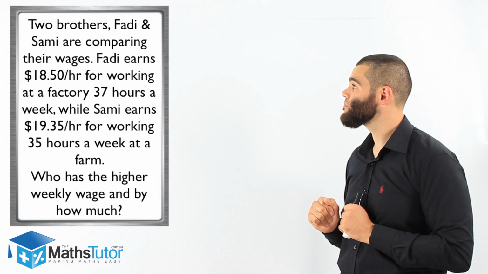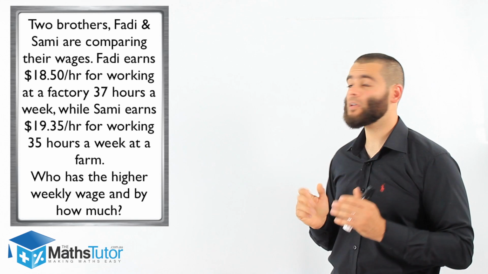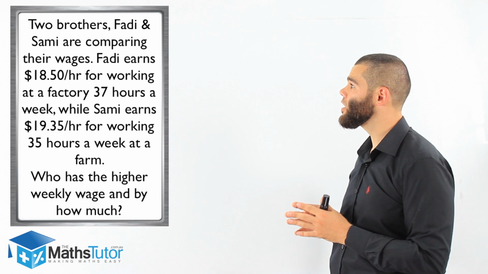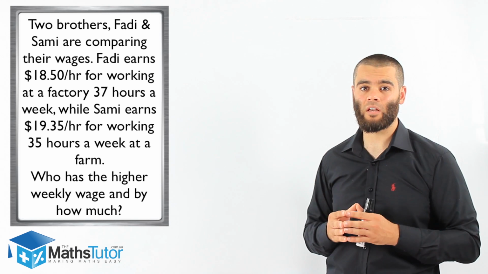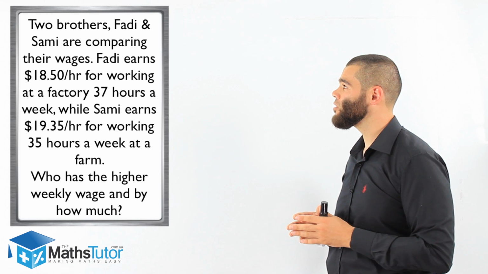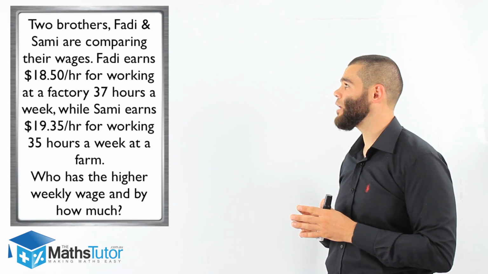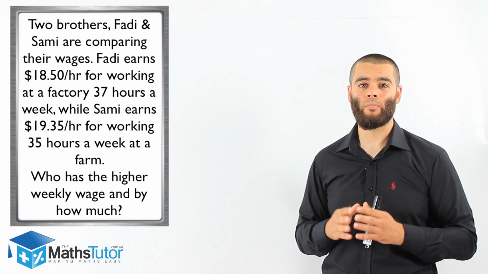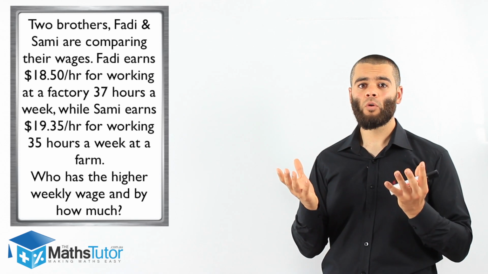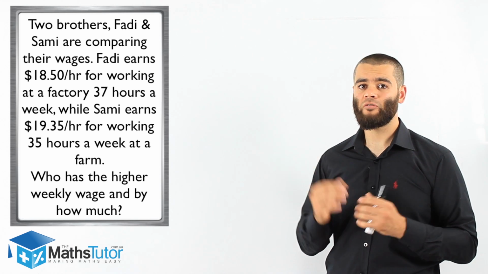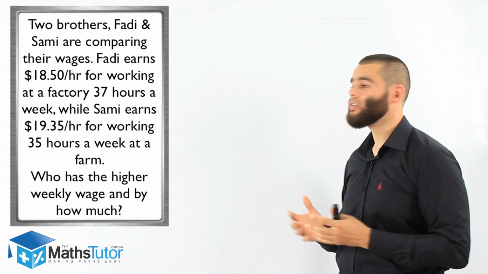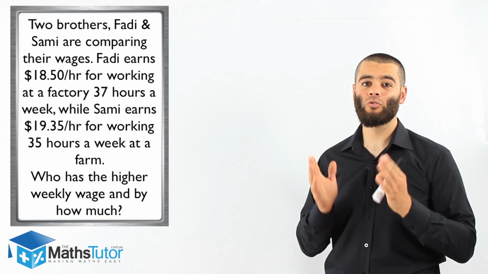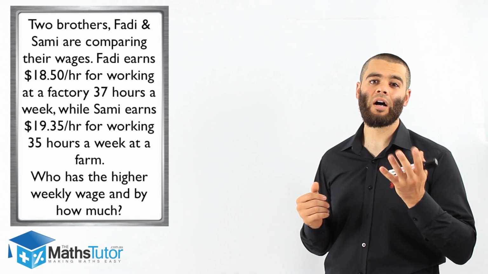The next example. Two brothers, Fadi and Sammy, are comparing their wages. Fadi earns $18.50 an hour for working at a factory 37 hours a week, while Sammy earns $19.35 for working 35 hours a week at a farm. Who has the higher weekly wage and by how much? So we're comparing both wages. We want to know the wage of Fadi and the wage that Sammy earns, then compare them together and find out who earns more and by how much. So we're working out two things: who earns more and by how much.